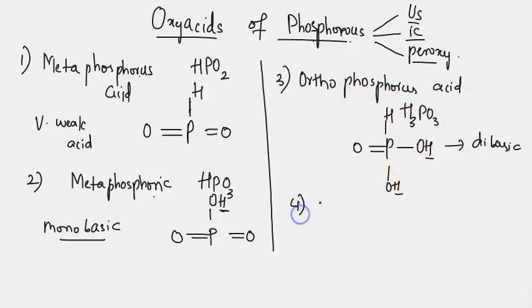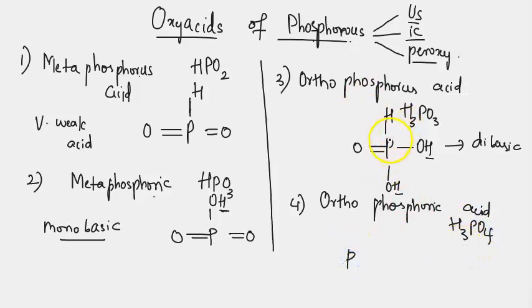But the next compound is orthophosphoric acid. Just like we did for the previous set of examples, we need to do for this also. So compared to orthophosphorus acid, Ic acid will have one oxygen extra. So the compound formula is, yes, H3PO4.